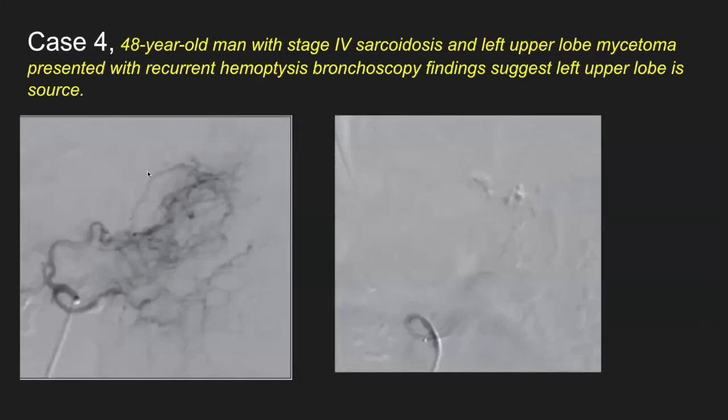And the fourth case was a 48-year-old man with stage 4 sarcoidosis and a left upper lobe mycetoma. The patient was presenting with recurrent hemoptysis. The patient had a bronchoscopy, which showed the source was in the left upper lobe. So they went in, and a left bronchial arteriogram was done, which showed a very dilated and tortuous left bronchial artery.